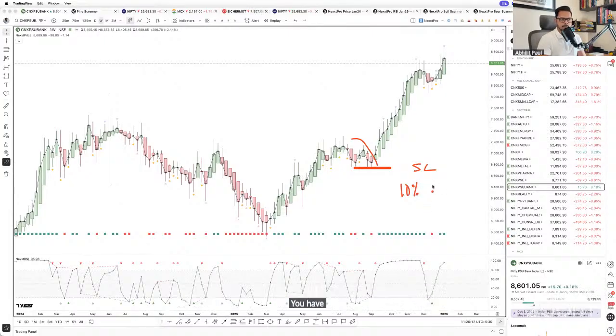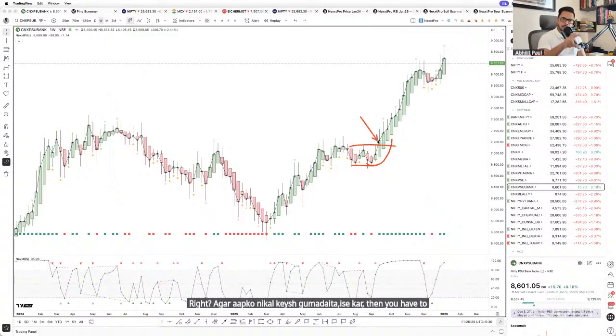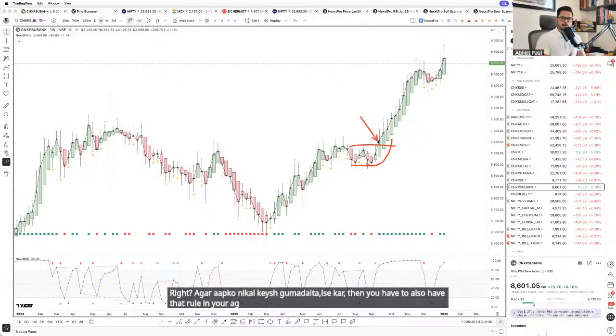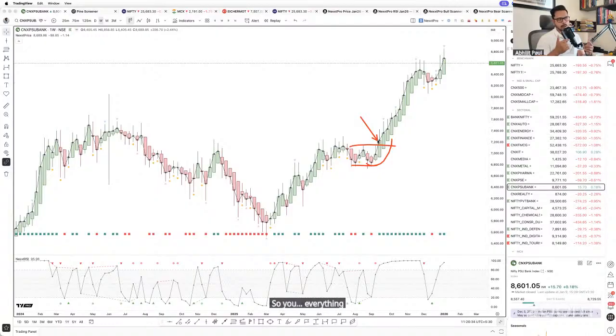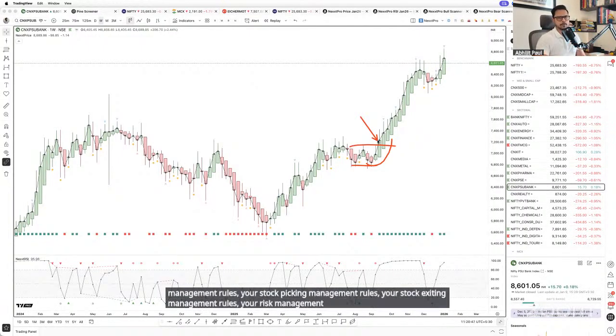You have to be disciplined and stick to your portfolio management rules or risk management rules, right? अगर आपको निकाल के ये फिर से घुमा देता है, ऐसे करता है, then you have to also have that rule कि if I get whipsawed, मैं फिर से घुस जाऊंगा. So everything else, मतलब आप ये करो या ना करो, it has to boil down 100% to your management rules, your stock picking management rules, your stock exiting management rules, your risk management rules, everything.